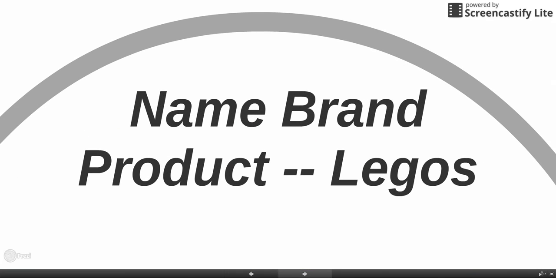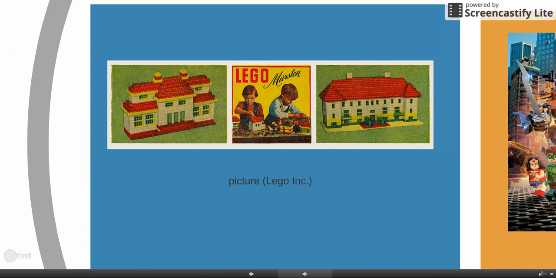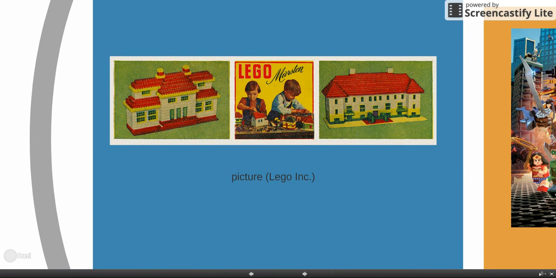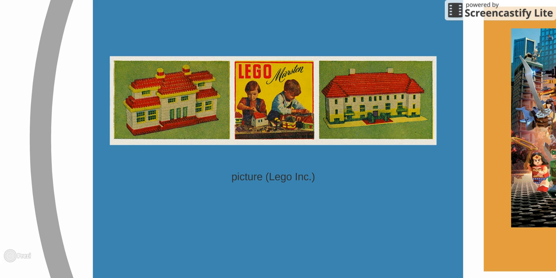The name brand product that I chose are Legos. And going on to what is a Lego from the 1940s, this was actually an ad taken out of the New York Times, and it was on the Lego Incorporated site, so that's where it's from. Like I said, there are no specific commercials. So on this picture, what I would do is just give a little bit of background.